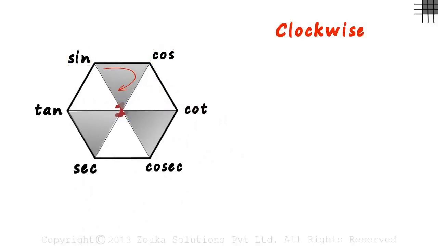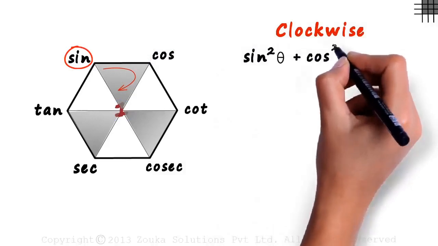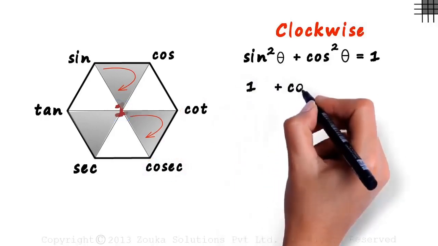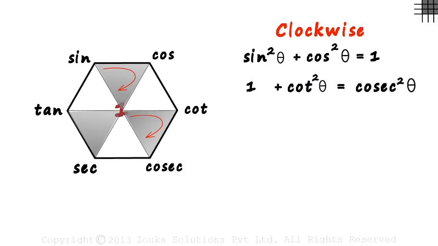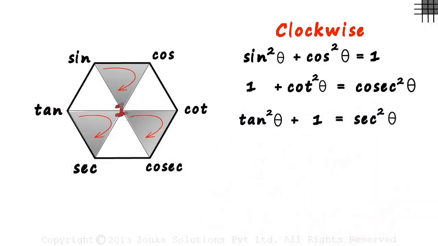This gives us one very important identity. This squared plus this squared equals this squared. So sine squared theta plus cos squared theta equals 1. Now let's go clockwise in this triangle. This squared plus this squared will equal this squared. 1 plus cot squared theta will equal cosec squared theta. If we go clockwise in this triangle, we get tan squared theta plus 1 equals sec squared theta.